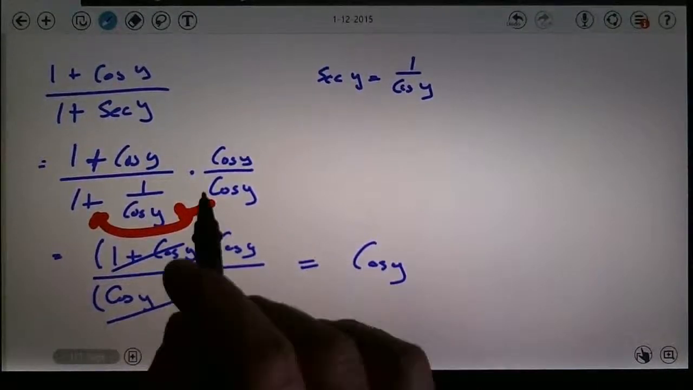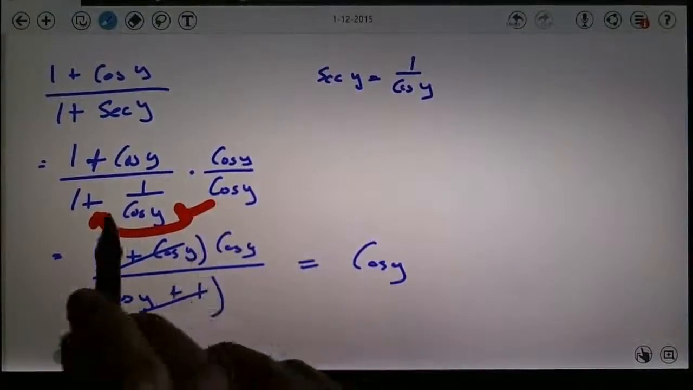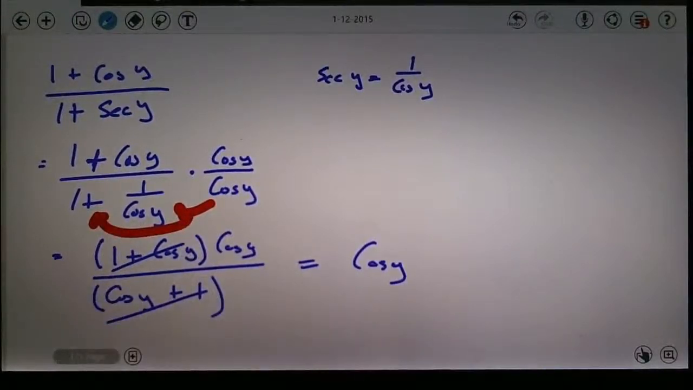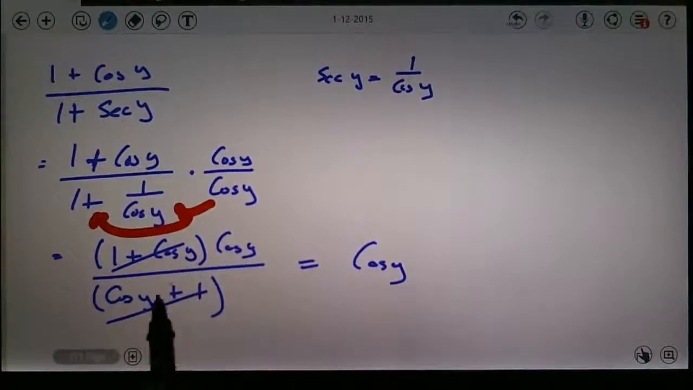But what did we do? We multiplied by 1. That didn't change the value. We use a distributive property. That's okay to do. Doesn't change the value. We canceled out another 1. That is, I'm multiplying by this and dividing by that. I'm multiplying by this. Multiplying and dividing by the same thing. It's like multiplying by 1. That goes away. I just got cosine y.